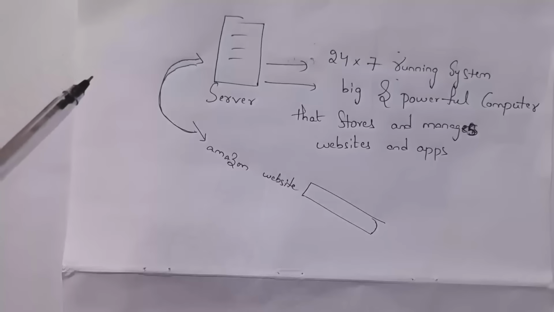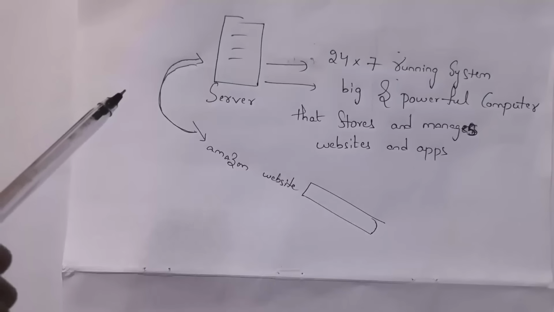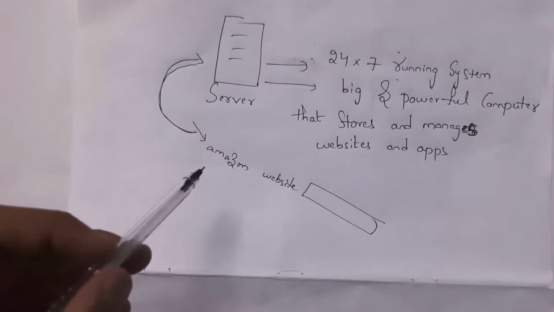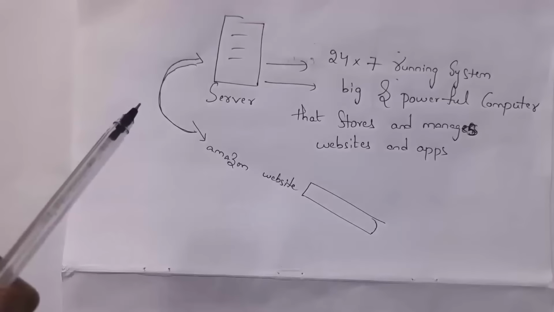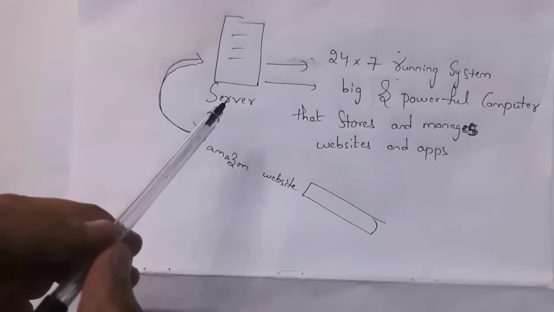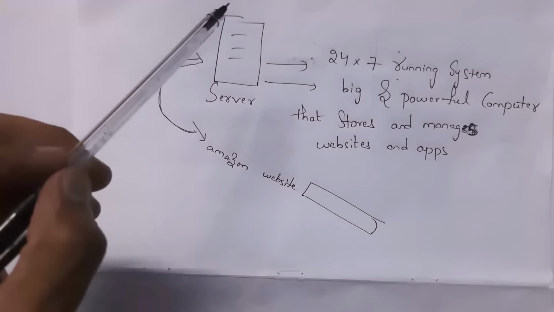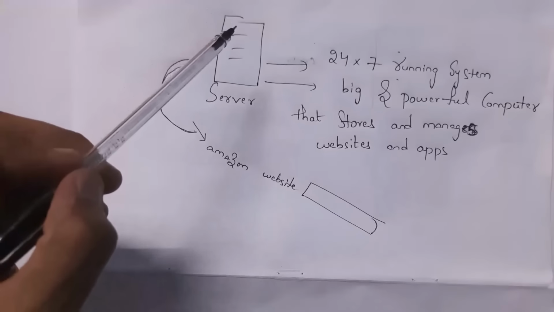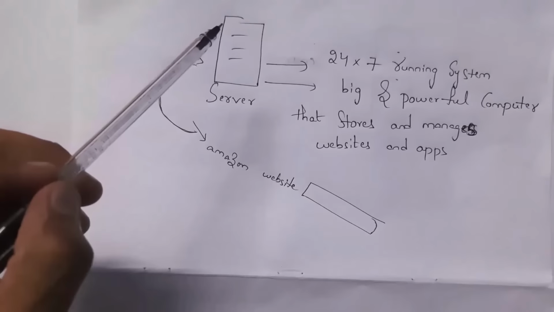Even if a server doesn't work for 1 minute, there is a loss of millions for companies. For example, on the Amazon website, every minute millions of people are using it. So even if the server doesn't work for 1 minute, there is a huge amount of loss for companies. So a server is a big and powerful computer that stores and manages websites and applications.